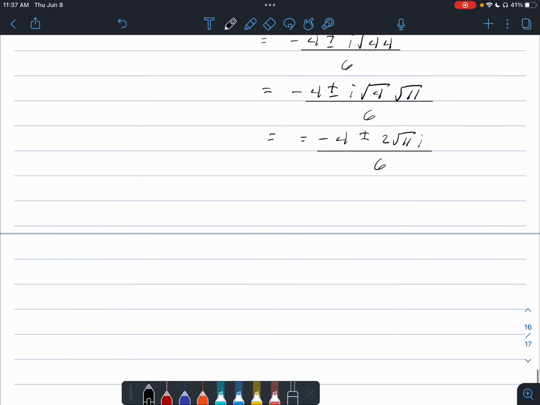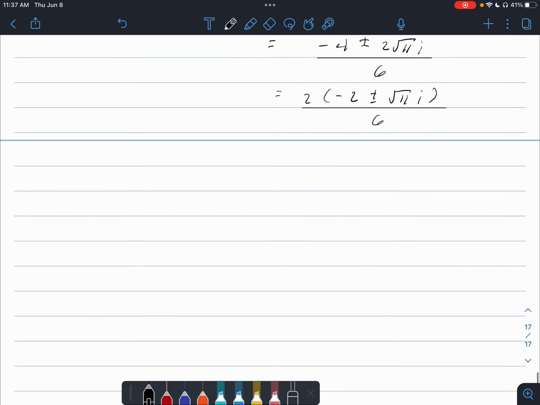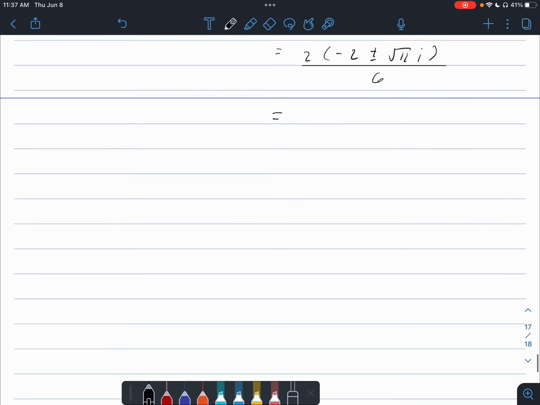And we can simplify this one step further by pulling a 2 out of the top here. Okay, this will simplify further. 2 over 6 is 1 over 3. So this will just become negative 2 plus or minus the square root of 11 times i over 3. And there's our answer.